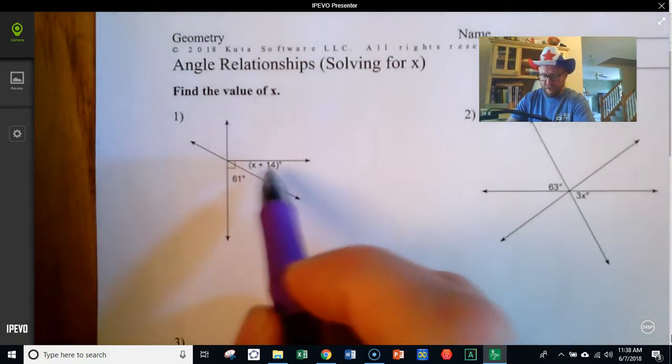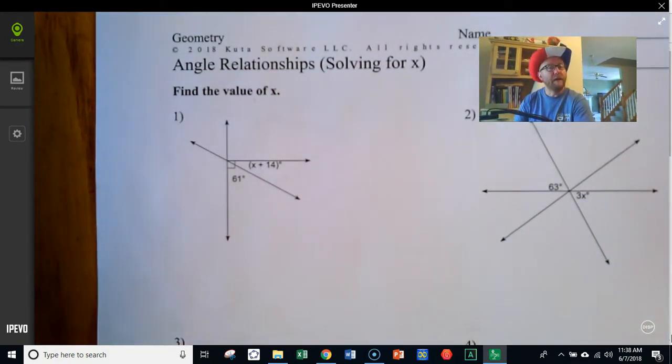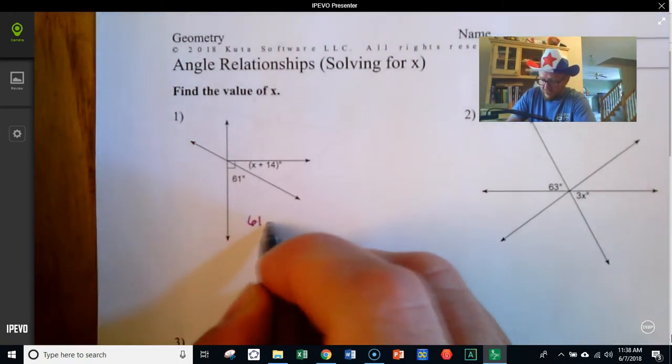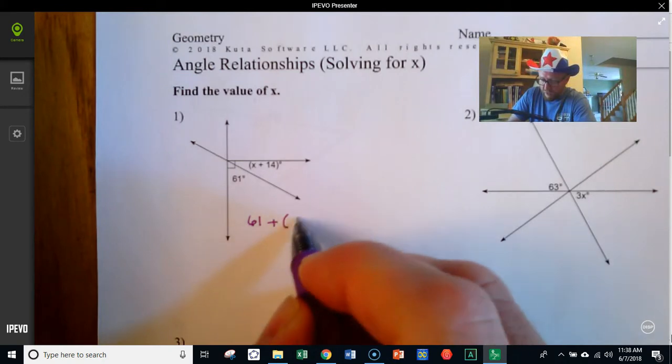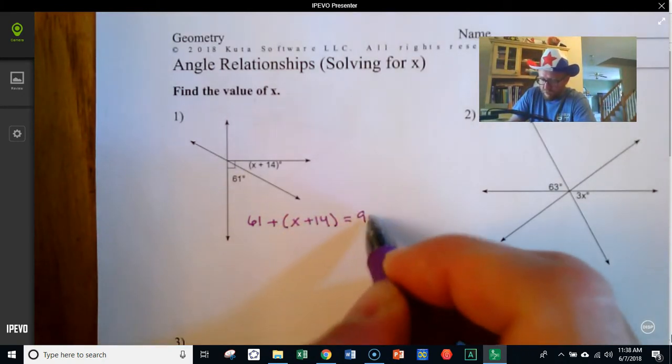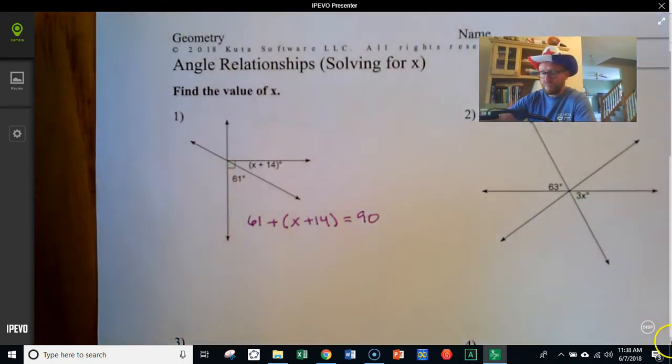For example, here we have two angles that are complementary, meaning they add up to 90 degrees. So we're going to set up an equation that says that. We're going to say that 61 plus x plus 14 equals 90. Now we're going to solve this equation.